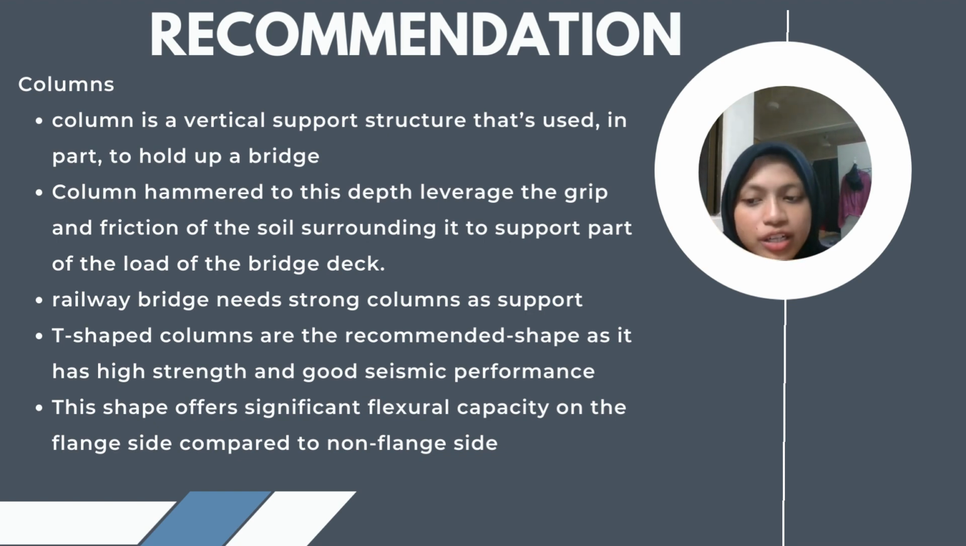So our recommendation is using a T-shaped column, which has high strength and good seismic performance. These shapes offer significant flexural capacity on the flange side compared to the non-flange side. Unlike the L shape, the T shape offers high axial flexural capacity due to web depth and symmetry, proving how beneficial this particular shape is for this bridge construction.